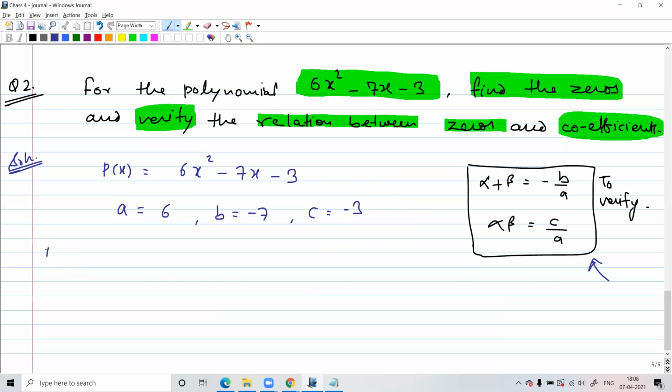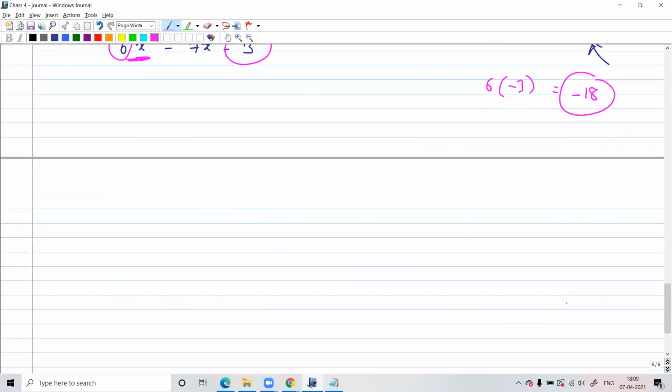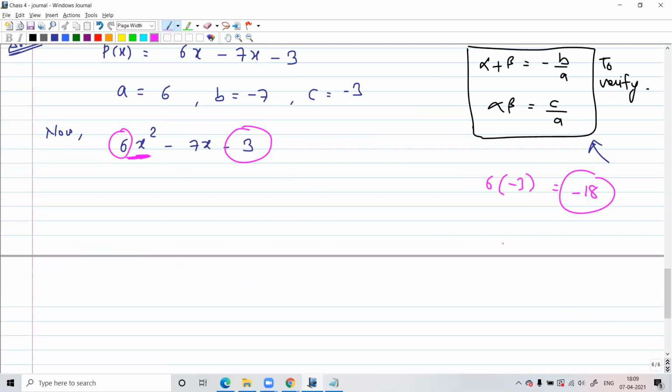Okay. Now, to find the zeros, we have to do factorization. And for factorization, what we have to do, we have to take the coefficient of x square and the constant term and multiply them. So 6 into minus 3 becomes minus 18. This is what we need to split up, and we have to split it up in such a way that when we add or subtract them, it should become equal to the middle term, which is minus 7.